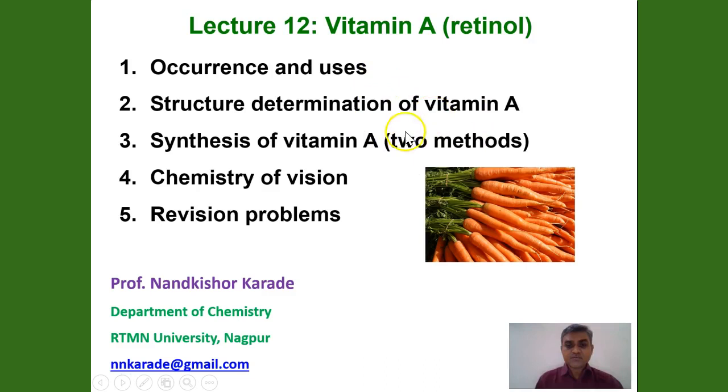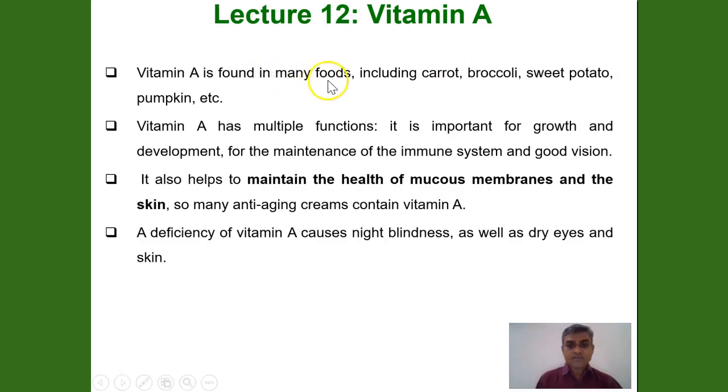Vitamin A is responsible for the vision of an eye, and therefore we will discuss the mechanism or the chemistry of vision of an eye. At the end of the lecture, we will solve some problems related to vitamin A as a revision exercise of this lecture. Now let us see from where we get vitamin A.